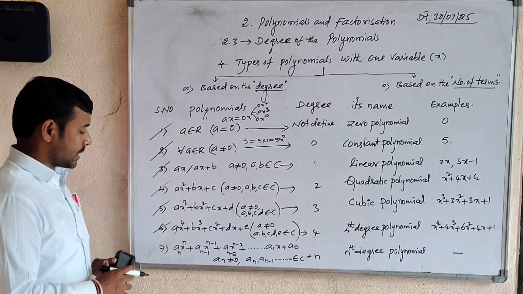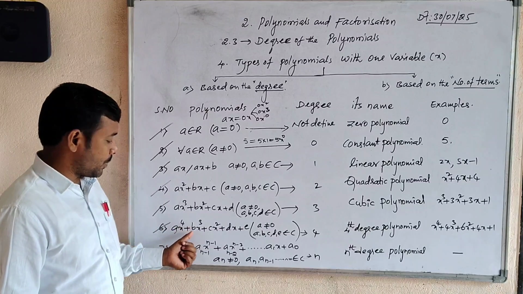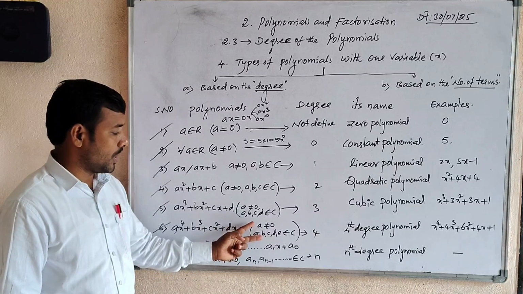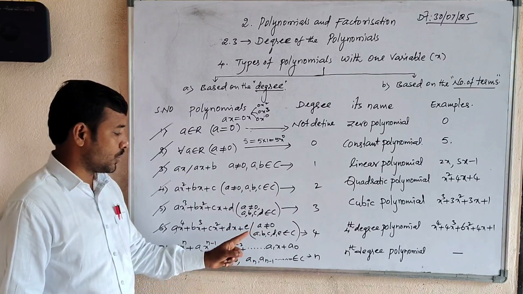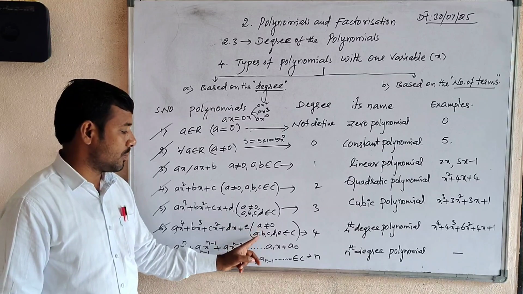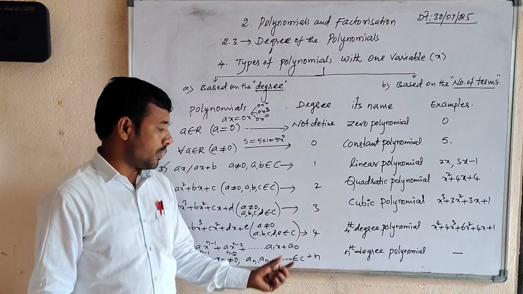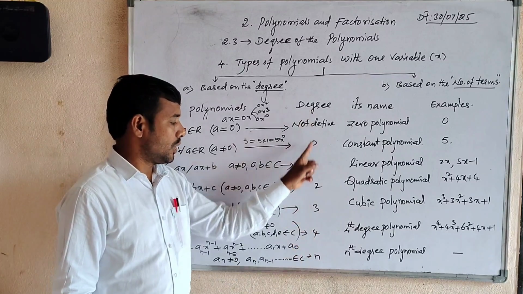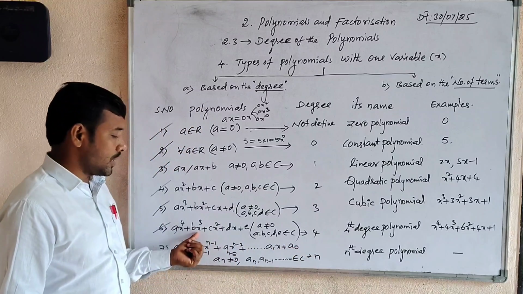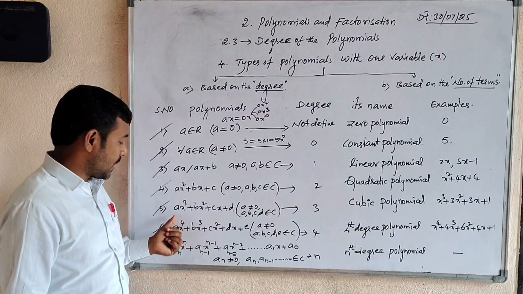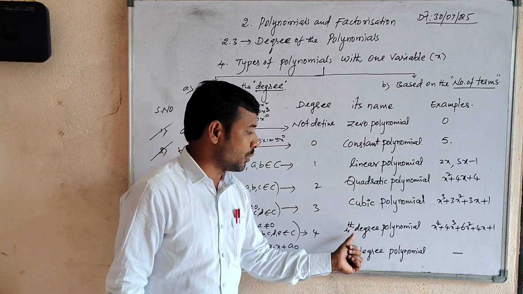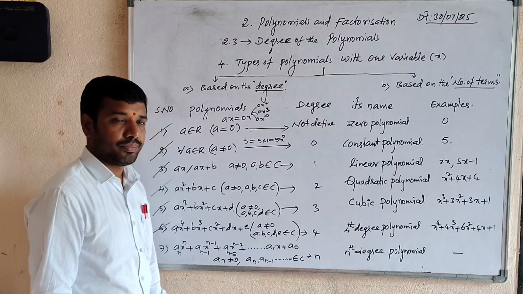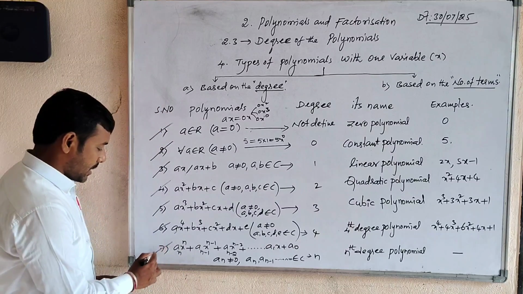Now let us go with the sixth point, that is ax to the power of 4 plus bx to the power 3 plus cx square plus dx plus e. Again two conditions are applicable. What are those two? a is not equal to 0, and at the same time a, b, c, d, e belong to constants. However, its degree is 4. So this is one kind of polynomial. Its degree is 4. Based on that, this is called a fourth degree polynomial. This is one example.